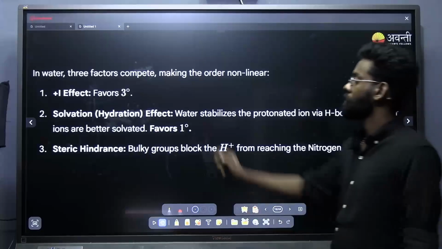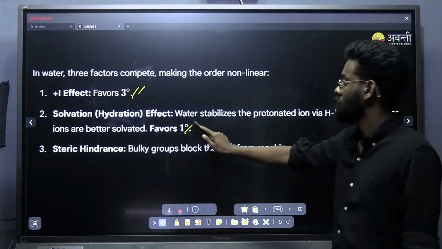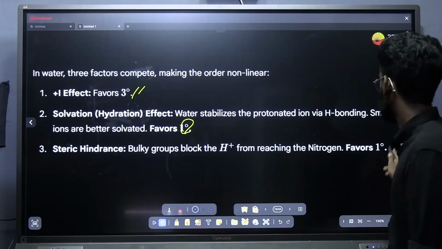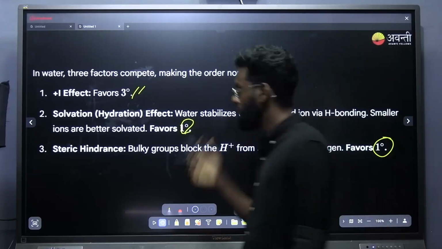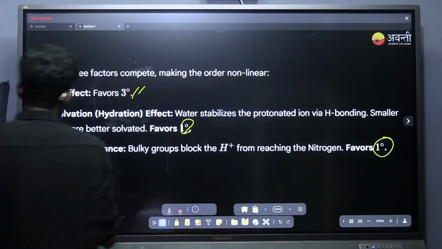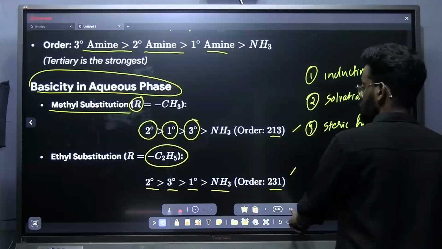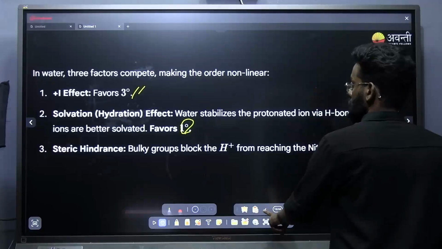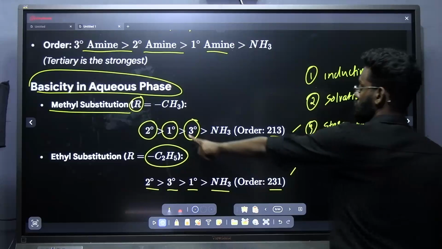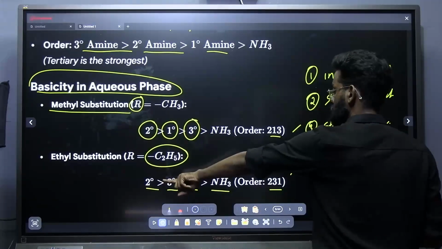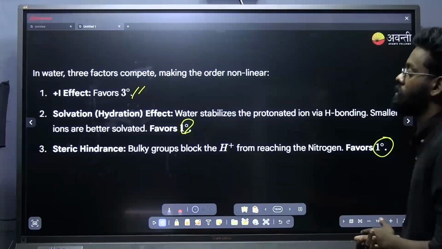Okay, these are 3 factors. Plus I effect favors tertiary always, then solvation effect always favors primary, and steric hindrance will be favoring primary. In the case of ethyl substitution, you can see the steric hindrance is greater, so the primary is having less. In the case of methyl substitution, you can see the solvation effect will be dominating, and that will be increasing the basicity of it.